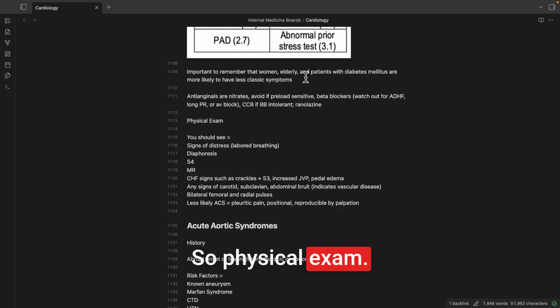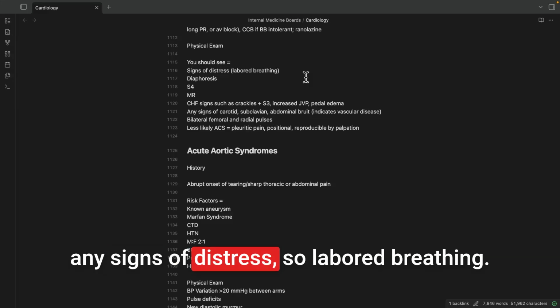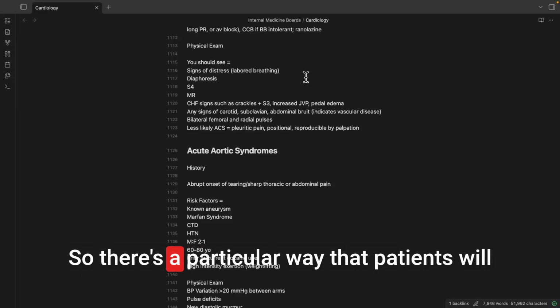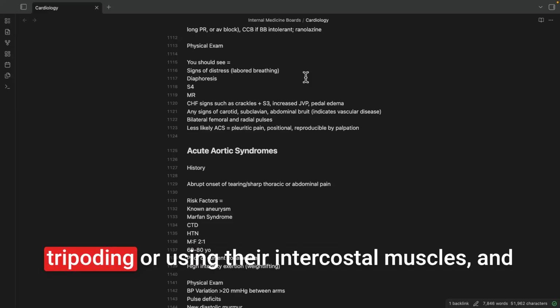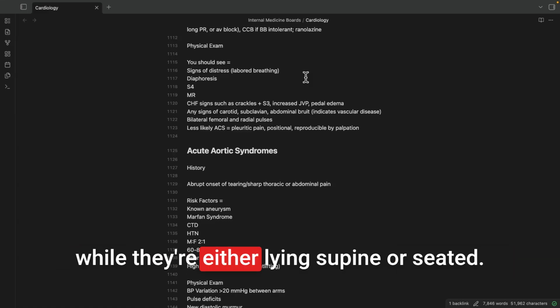So physical exam. These are the things you should look out for if you're suspecting this: any signs of distress, so labored breathing. What does that mean? Accessory muscle use. There's a particular way that patients will present, essentially tripoding or using their intercostal muscles, and you see their rib cage do excessive movements while they're either lying supine or seated.